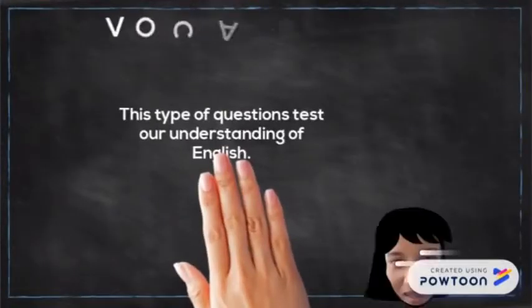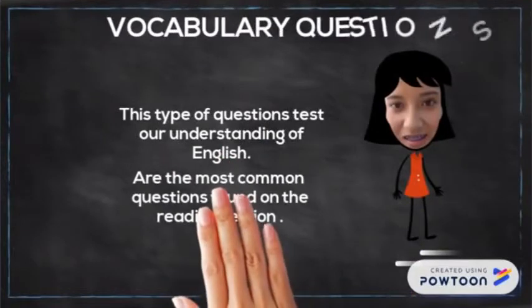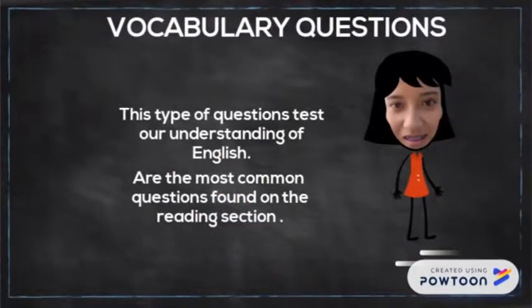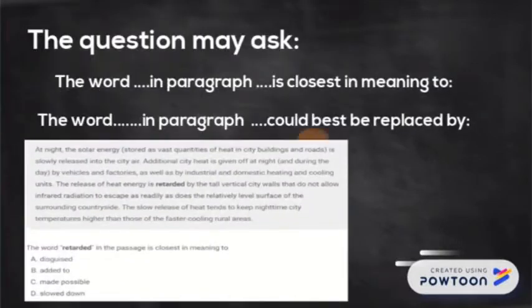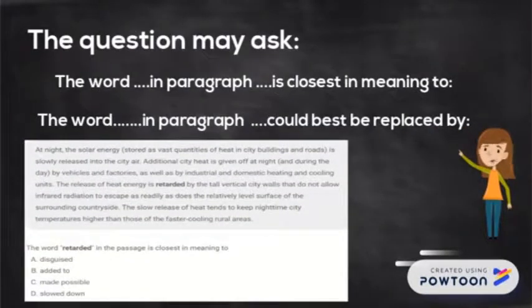Now I'm going to explain to you about vocabulary questions. This type of question tests our understanding of English. Also, if we don't know the meaning of some words, it doesn't matter. We don't need a dictionary. We must read in the context of the reading. As you can see in the example, the question may ask, the word in paragraph means, or the word in paragraph could best be replaced by.